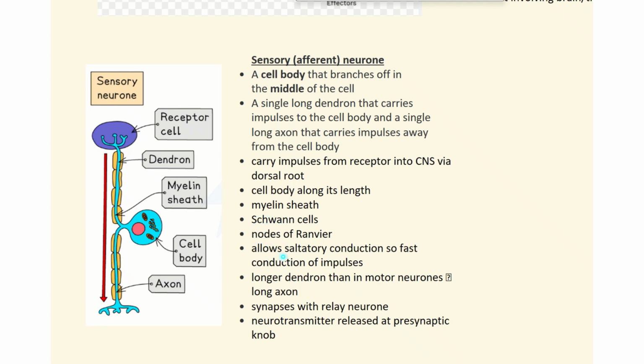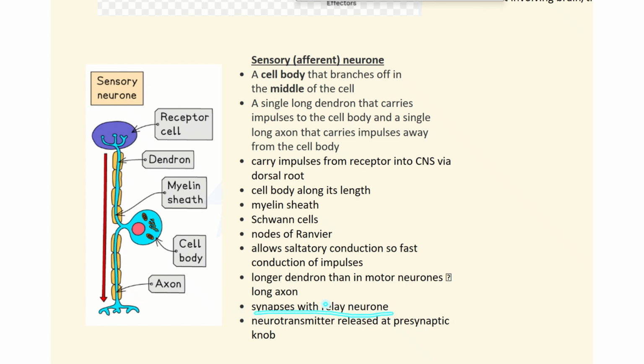So the main feature here is that the cell body branches off in the middle of the cell in a sensory cell. And here's our cell body with the organelles in it. A sensory neuron makes a synapse with a relay neuron.